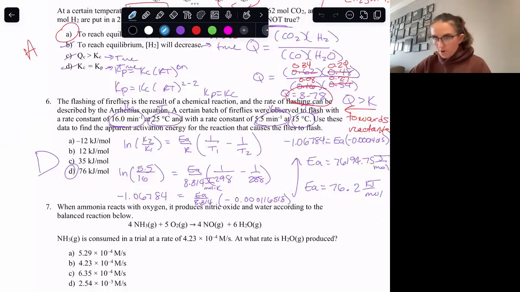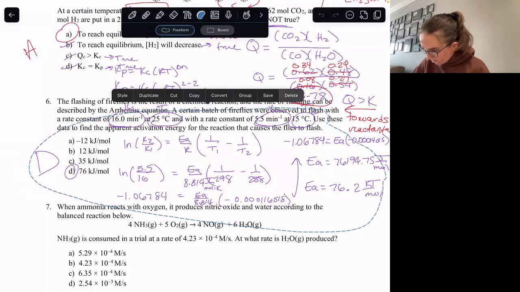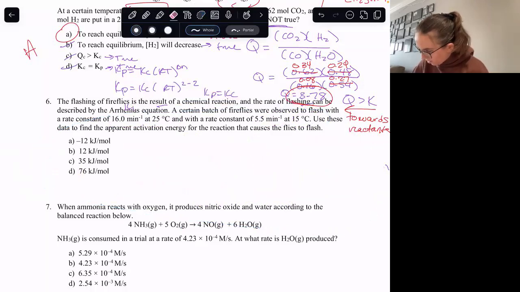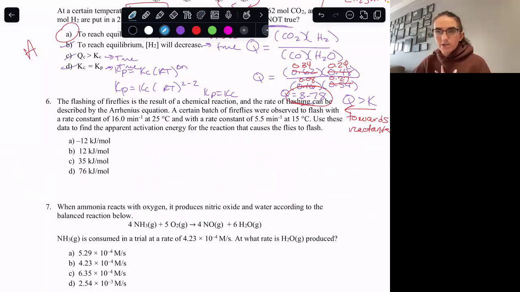Alrighty, so for question 6, the big thing to note here is the equation that we're using for this question. The flashing of fireflies is a result of chemical reaction, and the rate of flashing can be described by the Arrhenius equation. We need to know what that Arrhenius equation is. So this is given to you on your formula sheet.